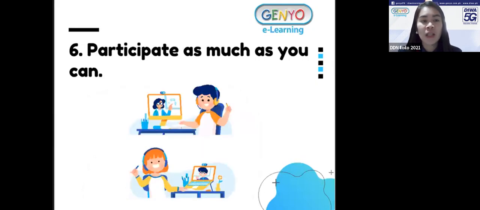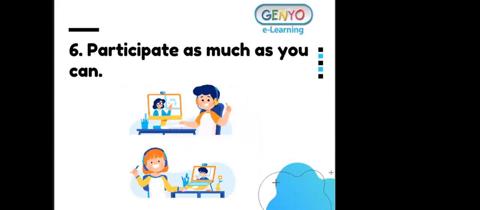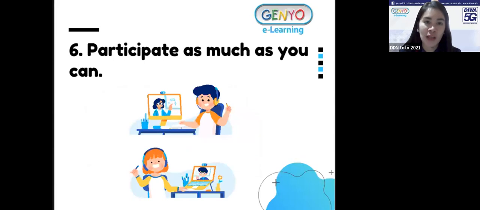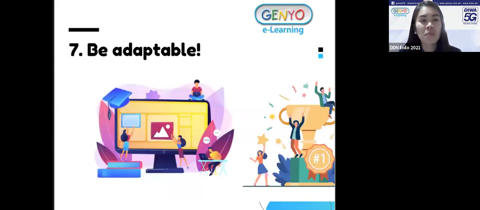And then the next one is to participate as much as you can. Participation is very essential, students. Whether you are taking online courses, either synchronous or asynchronous classes, you have to be active in your group or in your section. Active participation not only shows your teacher that you're interested, but it also shows that you're learning and willing to put in the effort required to succeed. And then the last one is be adaptable.